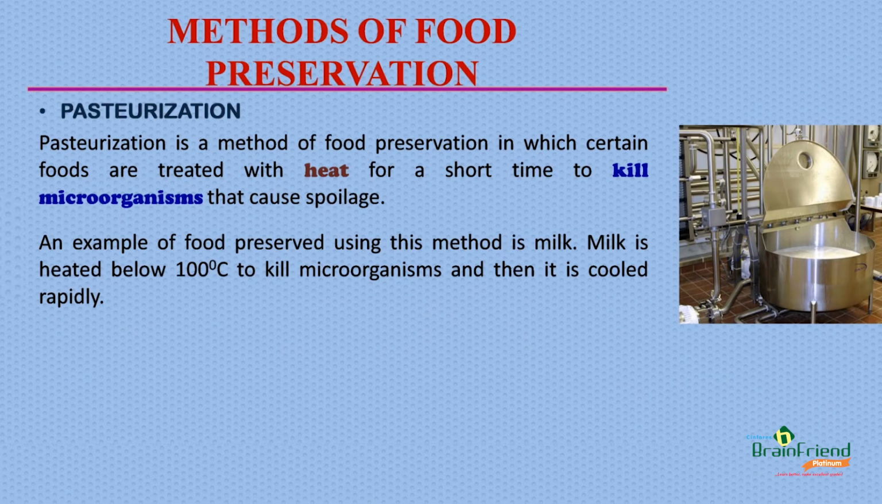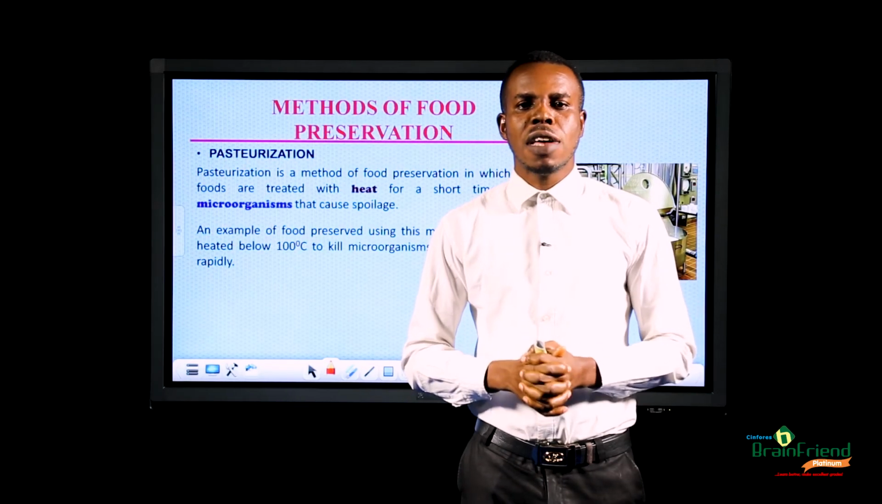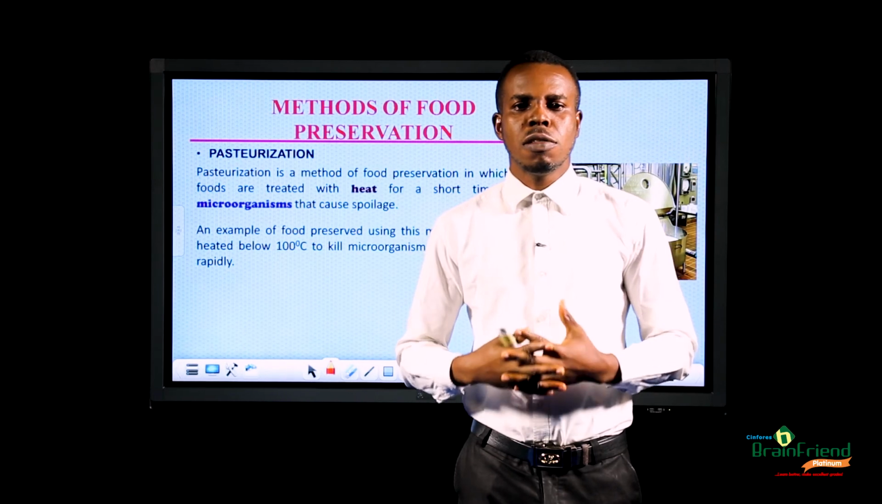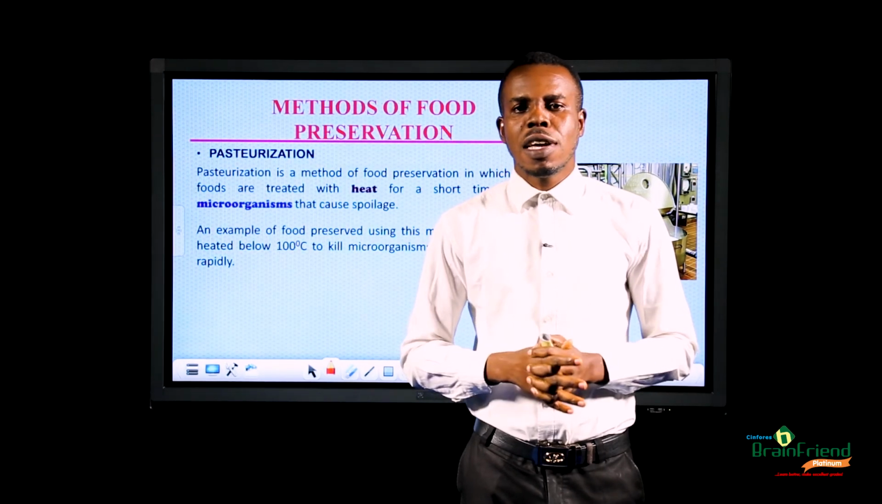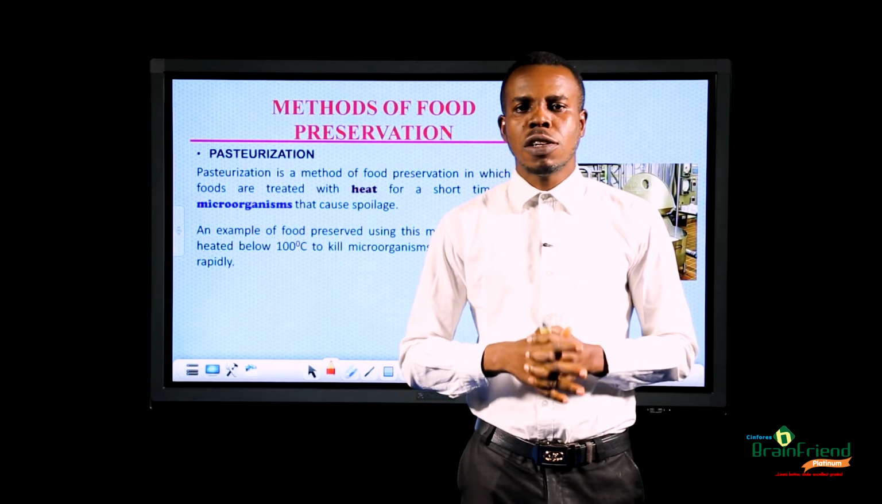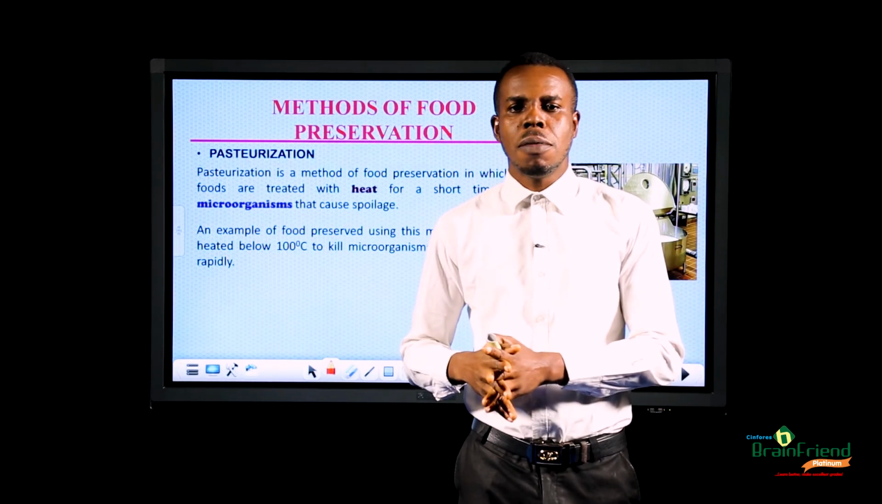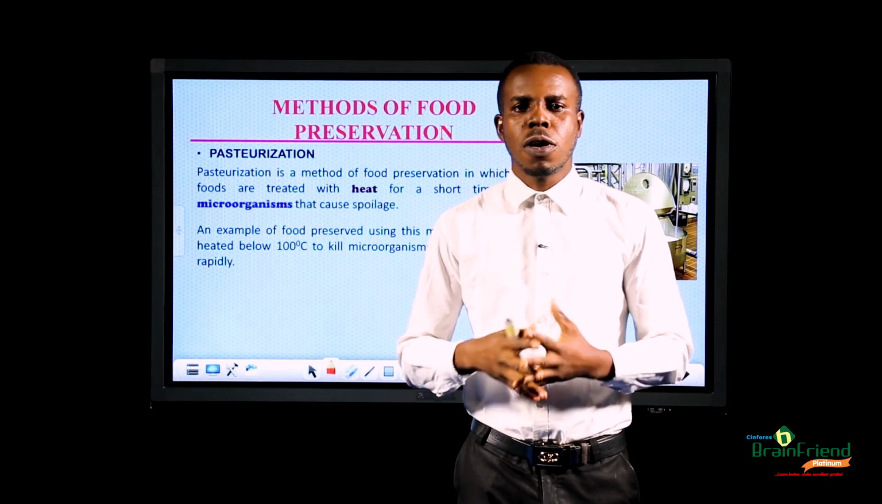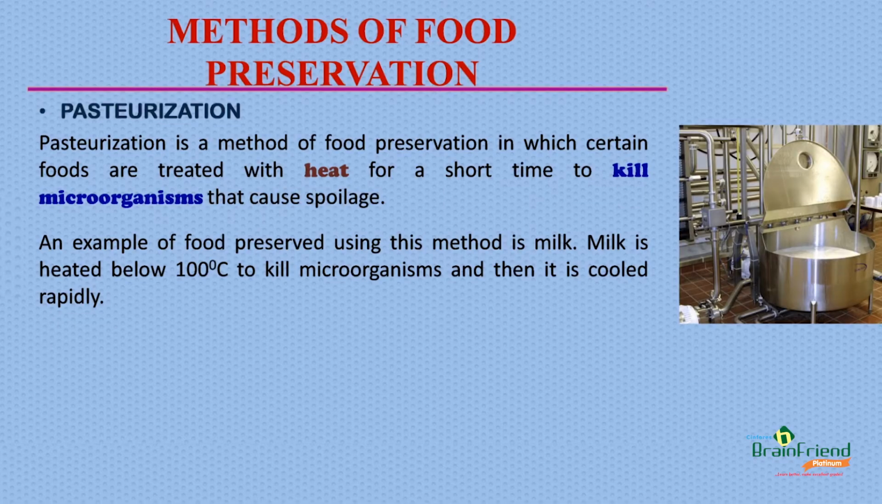Next, let us look at pasteurization, which is another method of food preservation. Pasteurization is a process whereby food items are exposed to heat for a short period of time to kill microorganisms. A good example of food preserved using this method is milk. Milk is heated below 100 degrees Celsius for a short period of time to kill microorganisms before it is allowed to cool. This is a typical image of a pasteurizer.